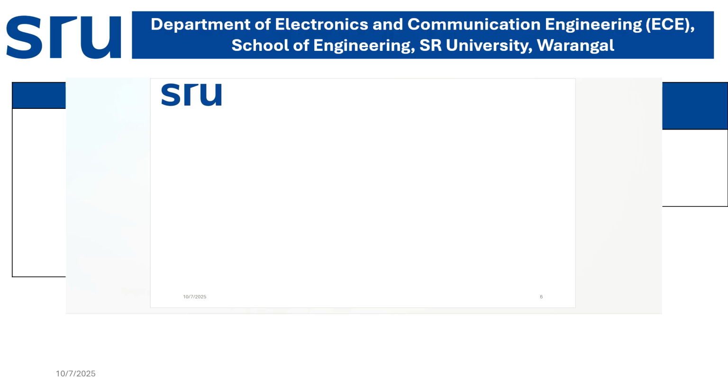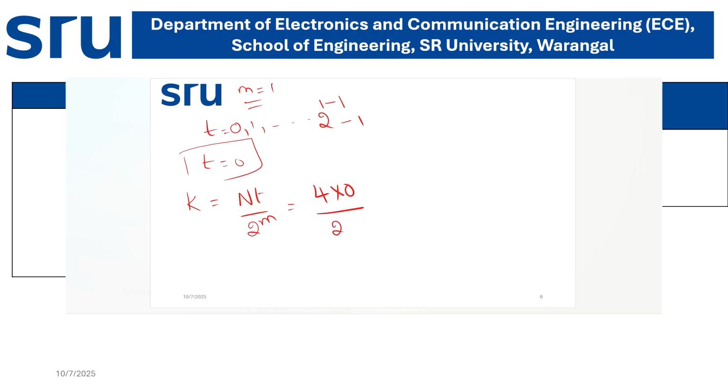Then for stage 1, the stage index is 1, then t value is 0, 1 up to 2 power m minus 1, that is 1 minus 1 minus 1. So therefore t is equal to 0. If t is equal to 0, if I substitute in the k value, twiddle factor exponent, n value is 4, t value is 0 and index value is 1. So therefore k is equal to 0.